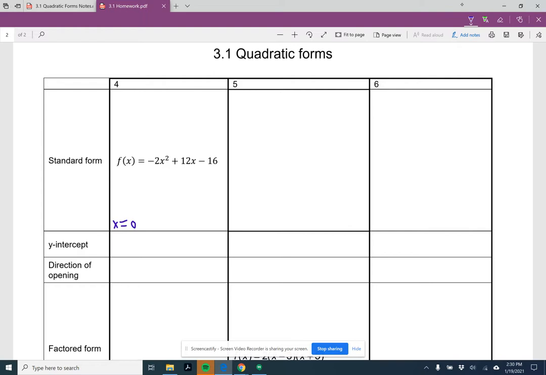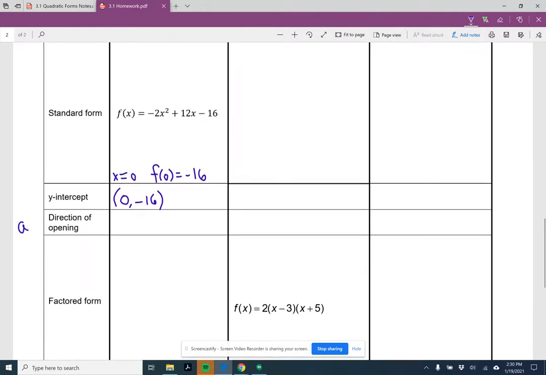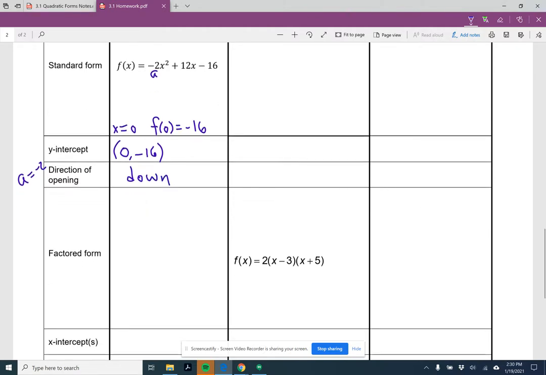If I replace the x with 0, we get -16, because a is -2. There's our a, our b, and our c. A is -2, so it's going to open down. Then I'm going to find my factored form from there.